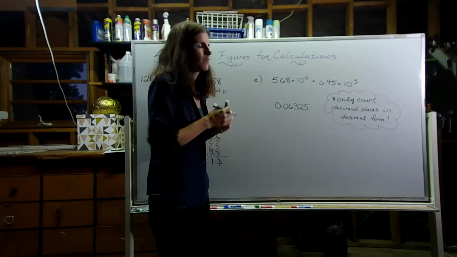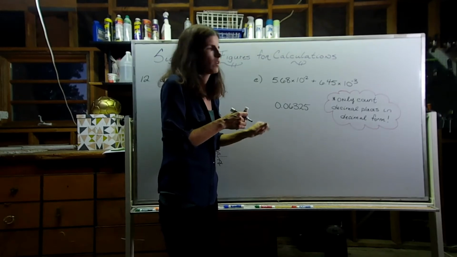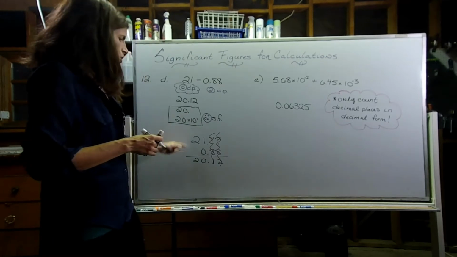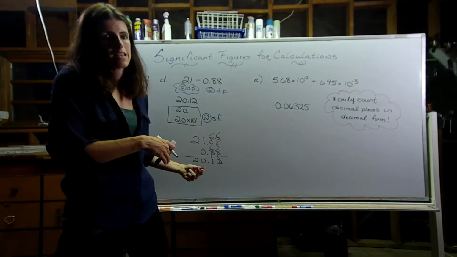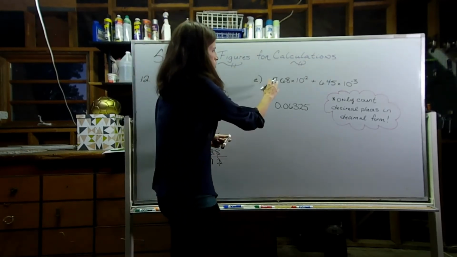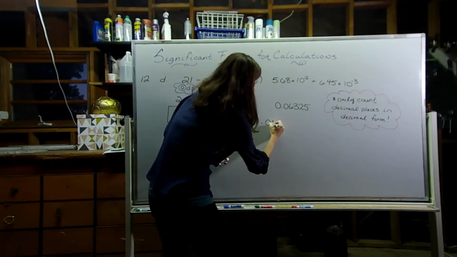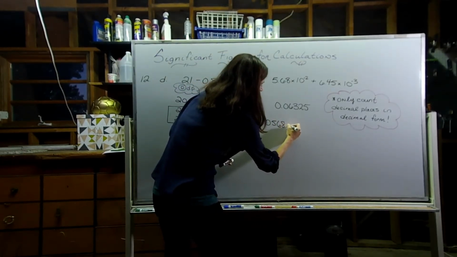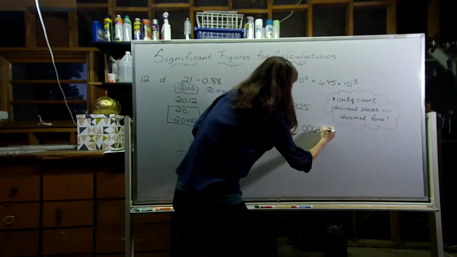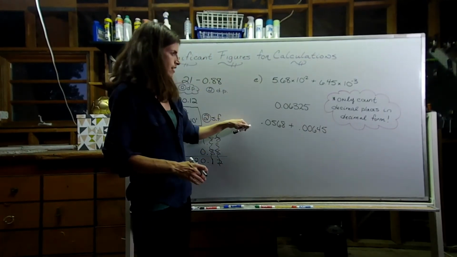With scientific notation, if you're counting decimal places, you need to be in decimal form. So it's not going to work to just analyze it like that. Or if you're going to do it this way, you still need to be in decimal form. I'll go through both ways super quick here on letter E. So let's change this. We're going to do 0.0568 plus 0.00645. So I just changed both of the given values over to decimal form.